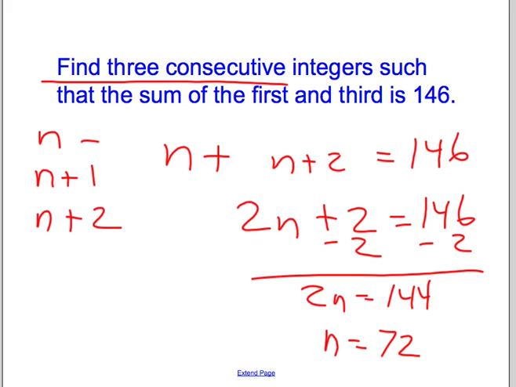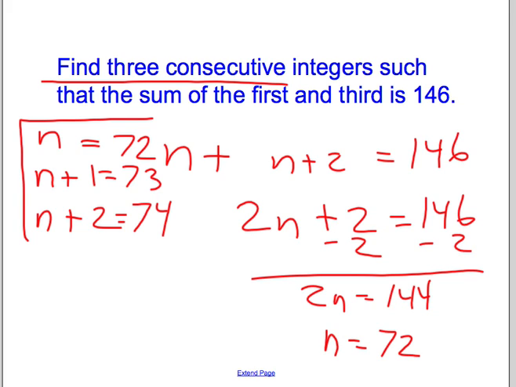So my first one is 72. My next one would be 73 and, whoops, 74. This is your answer right there. 72, 73, 74. Yes, ma'am?